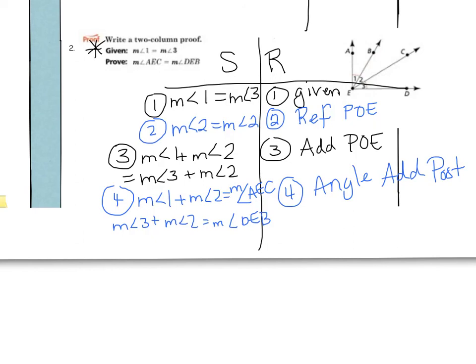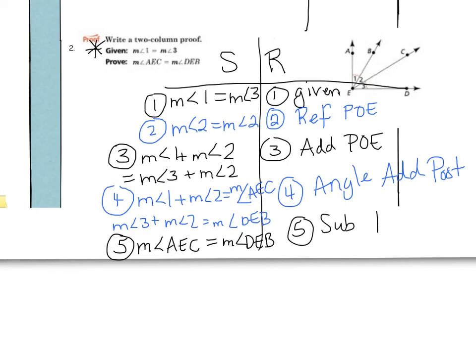The final statement here is the one we wanted, and that's what we wanted to prove, which is that the measure of angle AEC is equal to the measure of angle DEB. And the reason for that is because of the substitution property. Because now we're just basically substituting in what we want. And we're done.